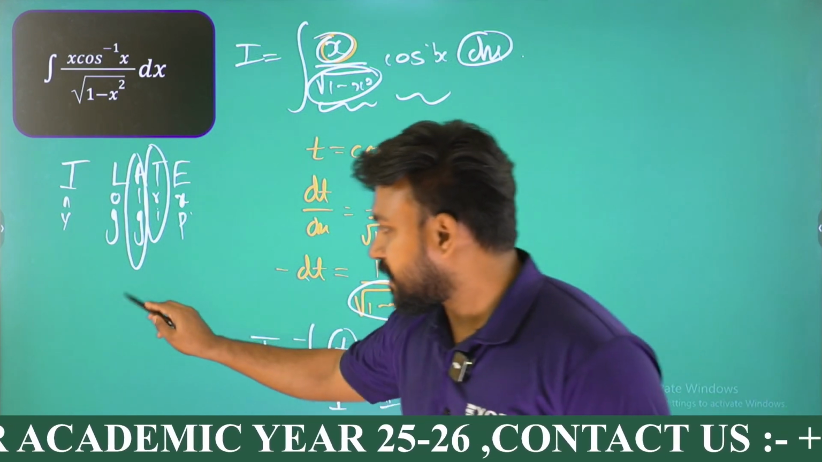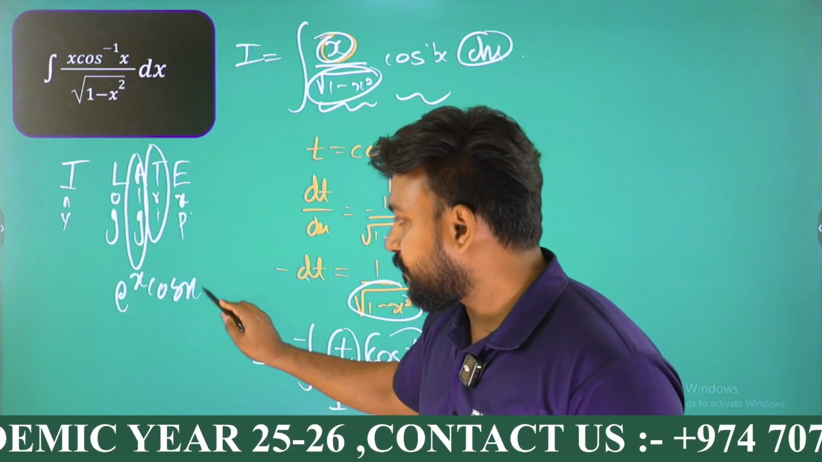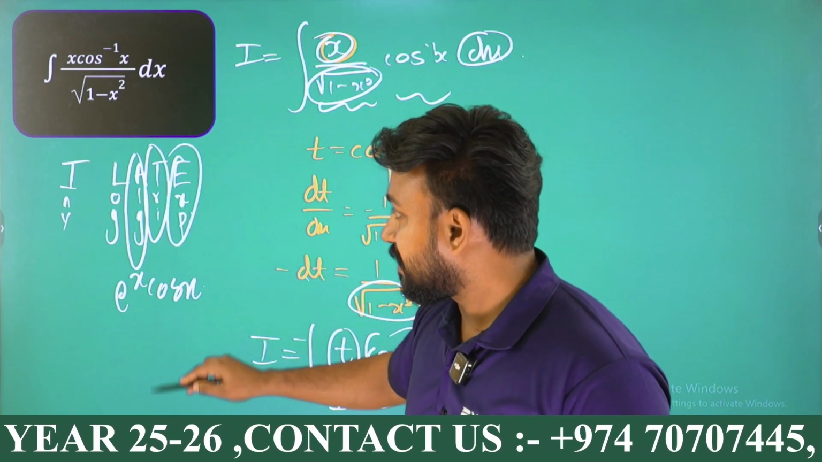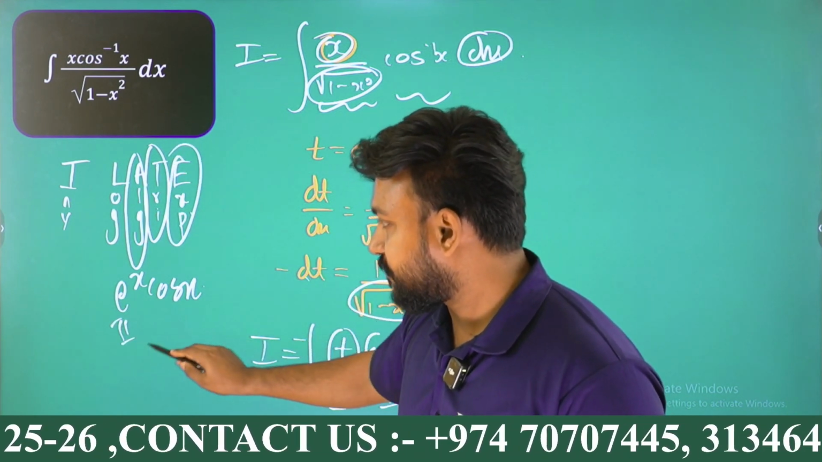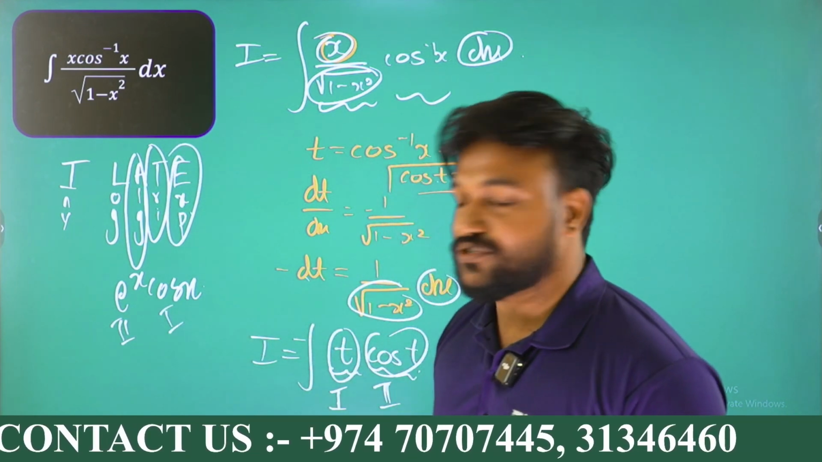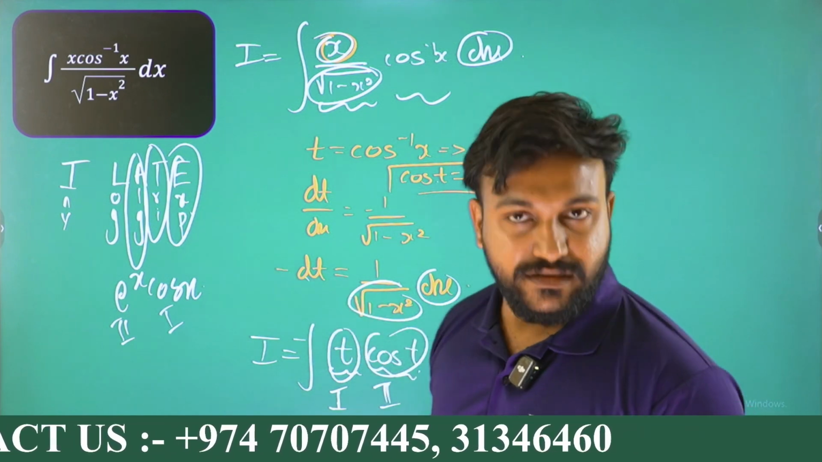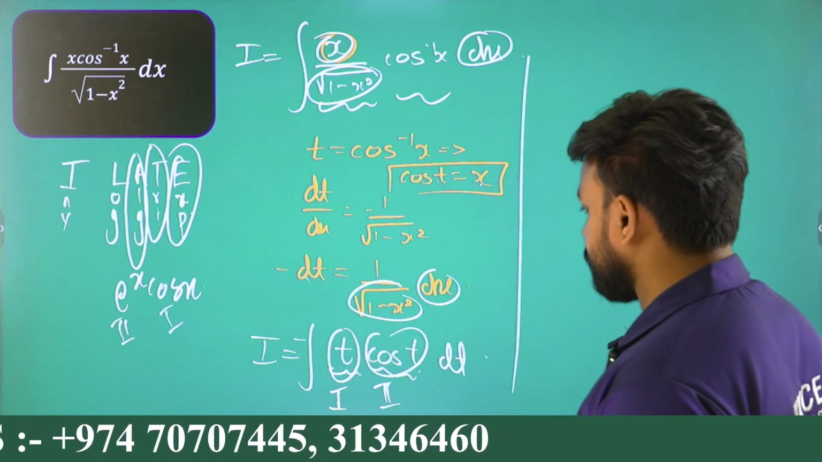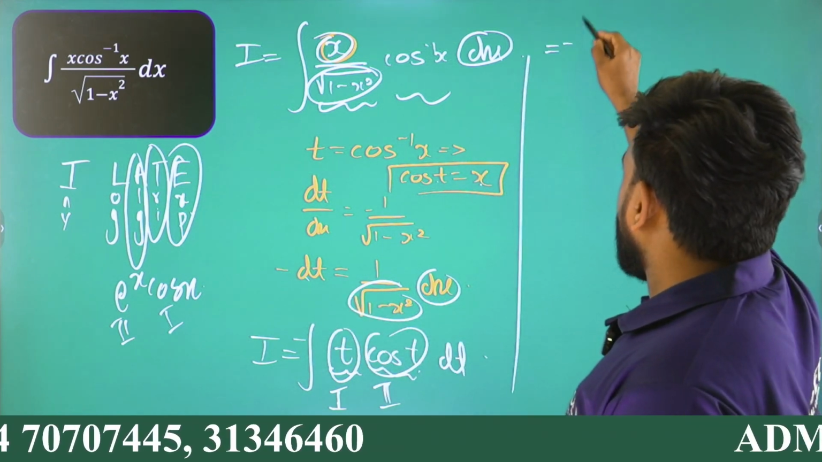Ready? If it is e raised to x into cos x, what do you have to use? E raised to x is the last letter in ILATE, so take it as the second function, and cos x as the first function. Always follow ILATE. Then how do we do that? There is a negative outside.